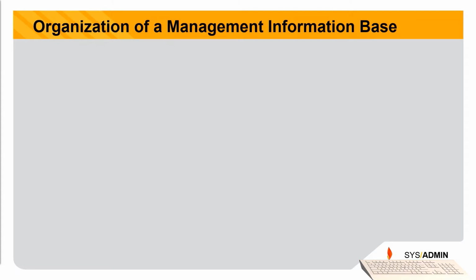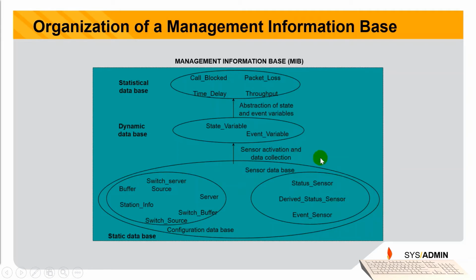So when you say MIB or the management information base, this is basically the database containing the information pertinent to network management. The organization of the MIB includes, of course, the statistical database, the dynamic database, and the static database. When we say statistical, these are information derived from dynamic. And the static database, these are the configurations fixed on the devices. So this includes these components here.